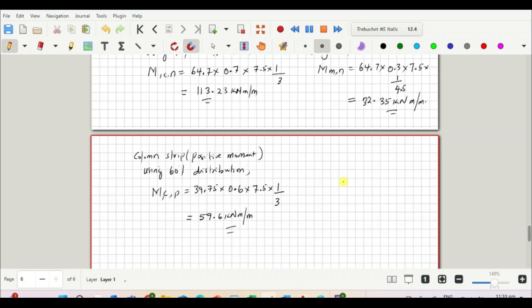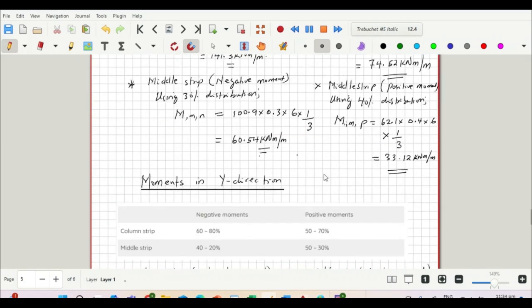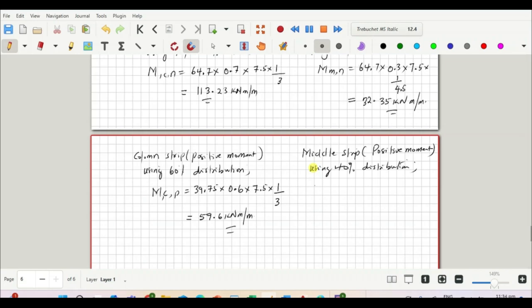And then finally, let us do the middle strip, and we are considering the positive moment. We'll be using 40% distribution. So let's call that moment MMP, and that will be equal to the moment 39.75, multiplied by the percentage, which is 0.4, multiplied by 7.5, multiplied by 1 on the width of the middle strip, which is 4.5. If we solve this, we would have a moment of 26.5 kilonewton meter per meter.